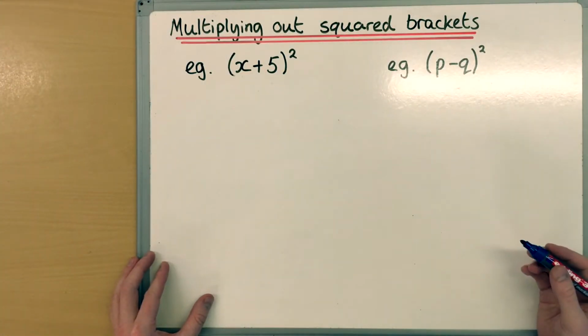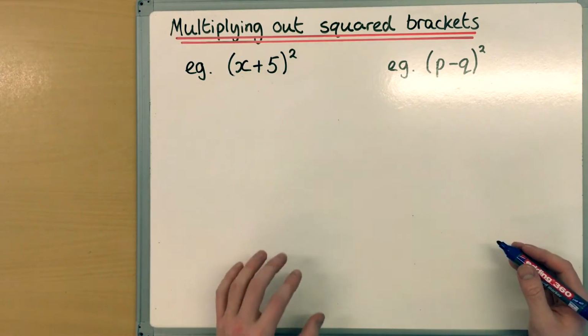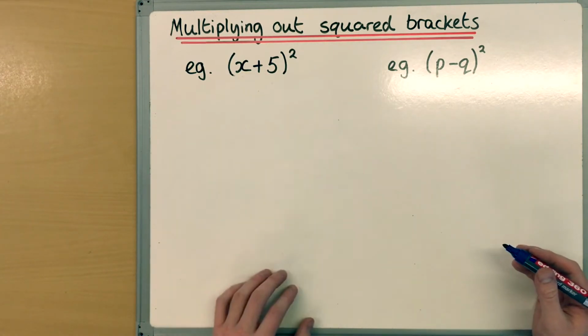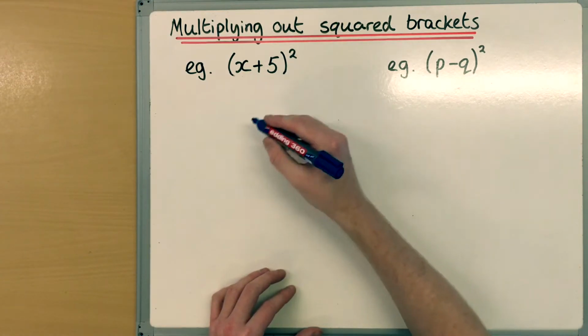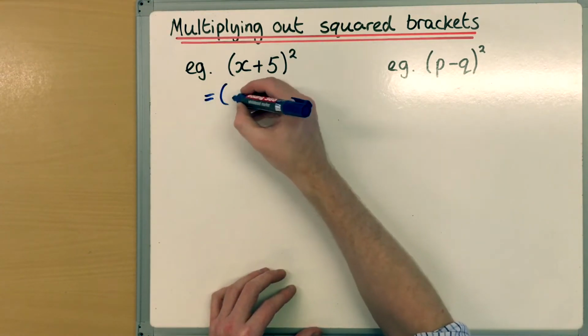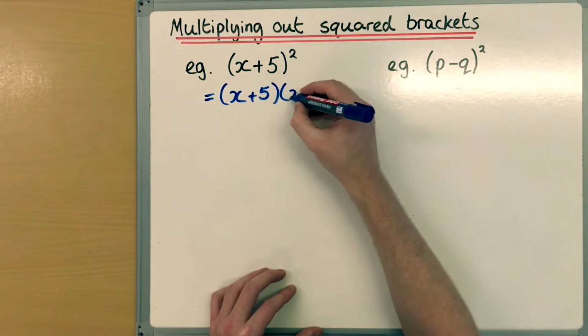Multiplying out squared brackets. So first of all, I've got a couple of examples here. There's nothing to stop us just writing it out twice and using ordinary FOIL. So let's do that with the one on the left here. (x + 5) squared is the same as (x + 5) multiplied by (x + 5).